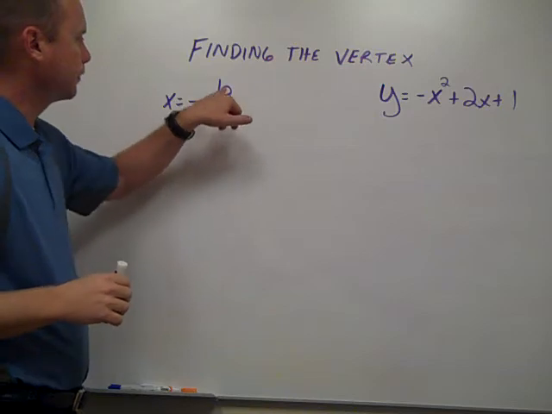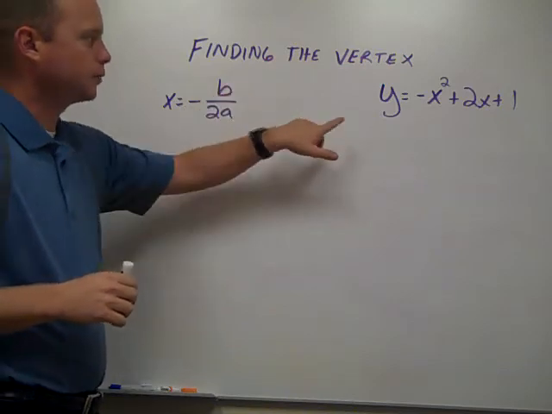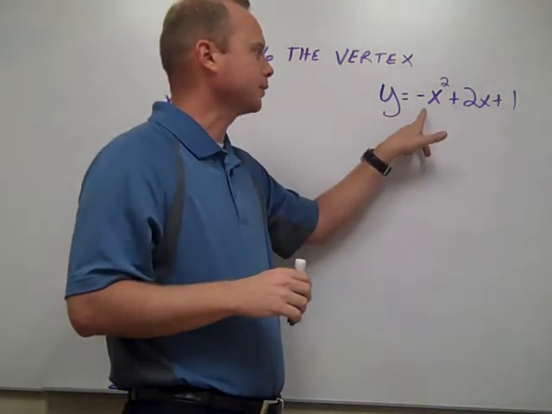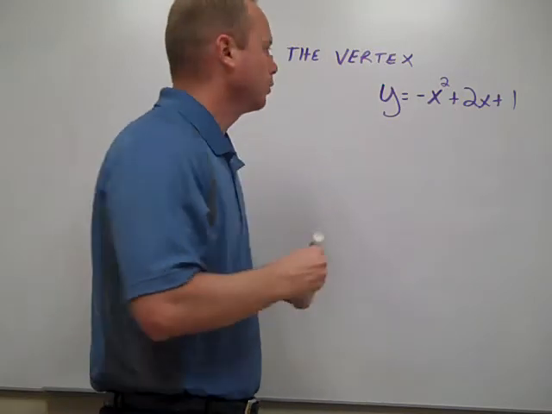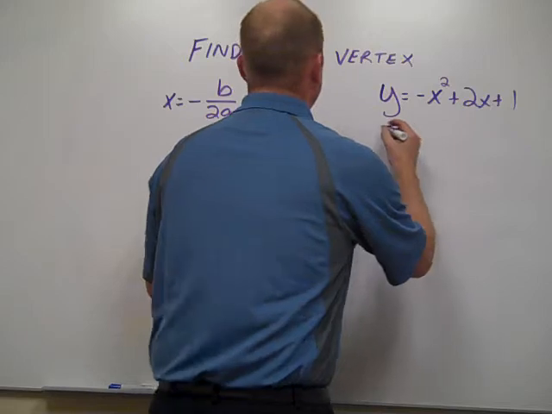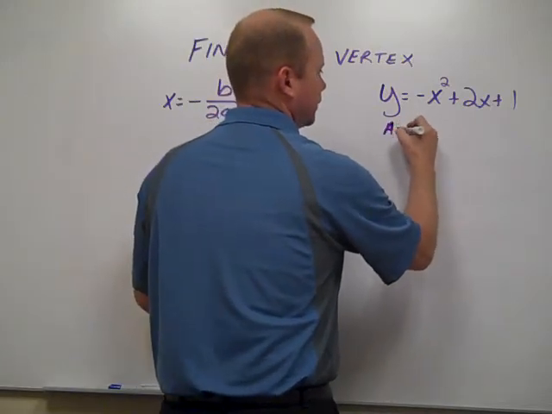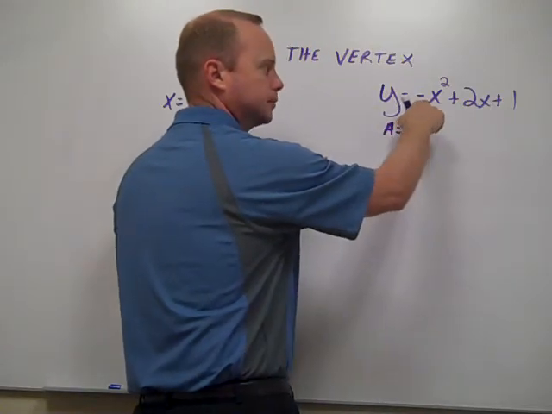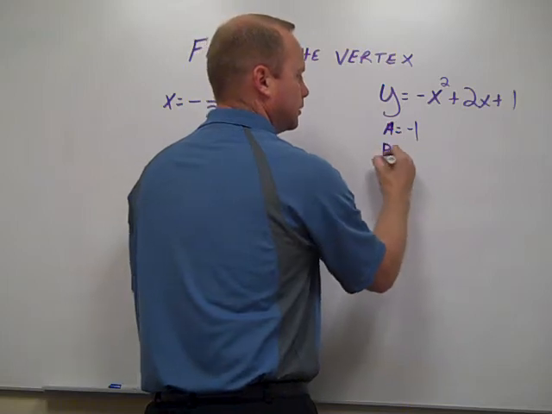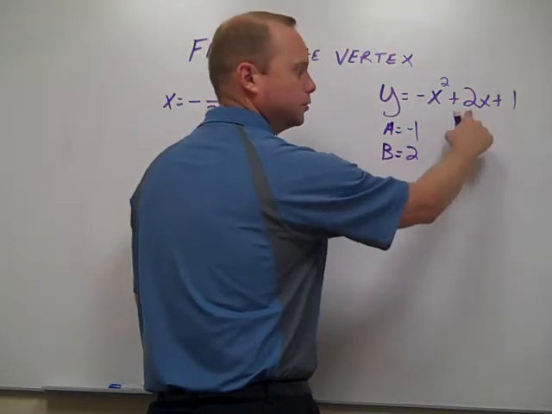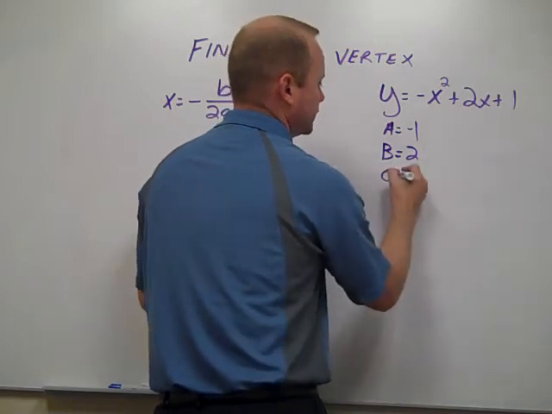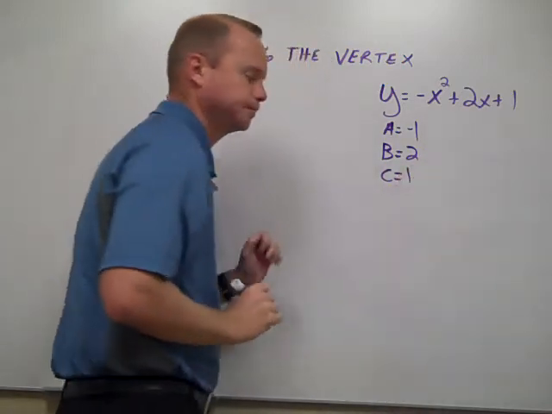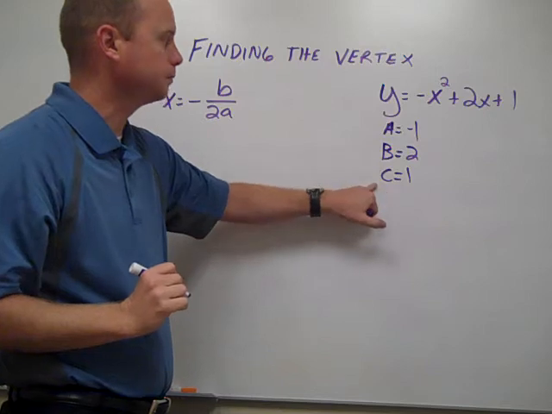So first of all, we've got to figure out what b is and what a is. We've got our equation right here, y equals negative x squared plus 2x plus 1. So our a in this case, a equals negative 1. b equals 2, my second one, right before the x. And then c is my constant, and that is 1. Okay, so there's my a, b, and c.